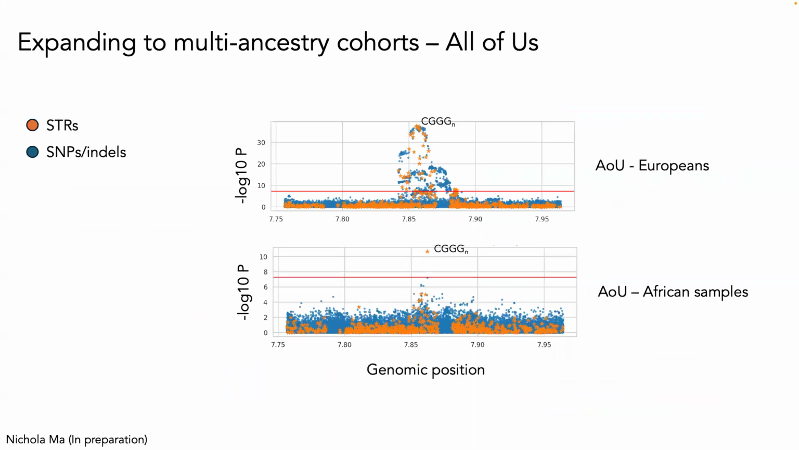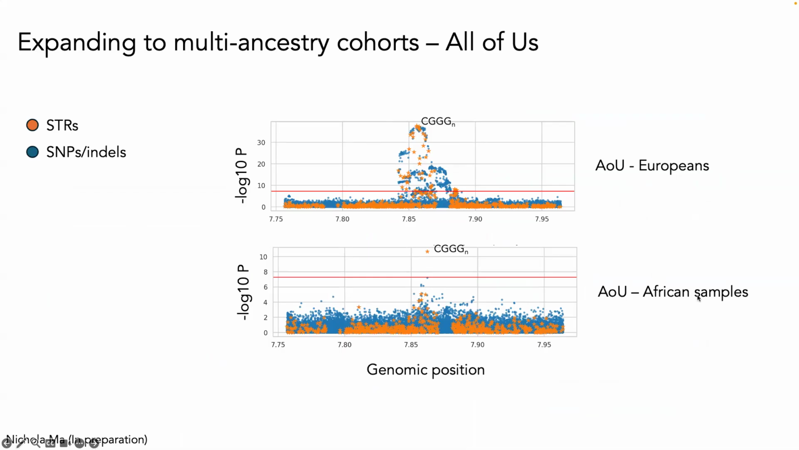I'll show one more cool example of a GWAS signal. We had found this in the UK Biobank, and then we went over to the All of Us data to see if we could replicate this particular signal. We went over to the European samples in All of Us, and we saw a similar signal. I don't have the UK Biobank plot here, but it's similar to what we saw in UK Biobank. Here, blue is the SNPs and indels, and orange again is the STRs.